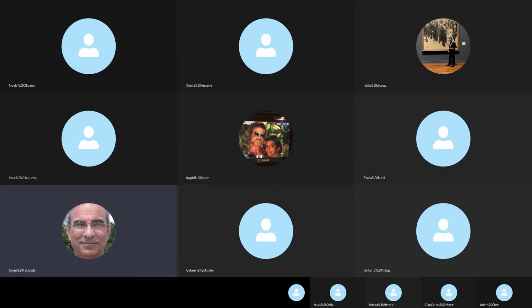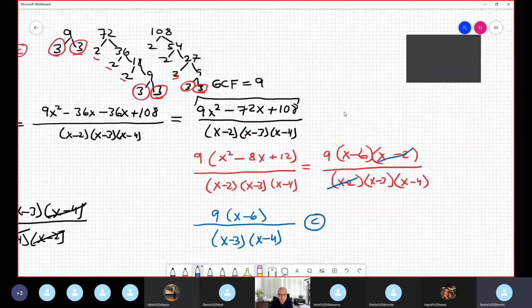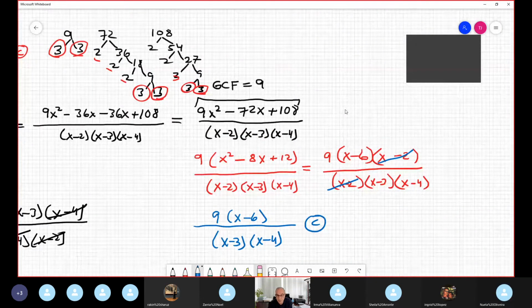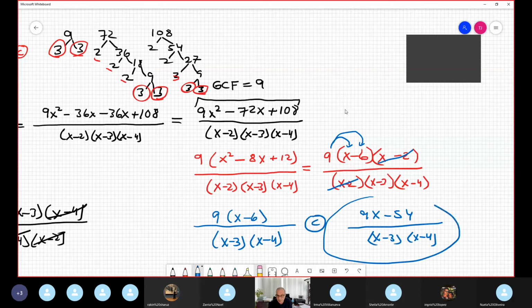Repeat again, please. What's the idea? We need to multiply the 9 by x and then by -6, or not? You can. So you propose that I distribute the property here, right? Okay, 9x minus 54 divided by x minus 3 and x minus 4. Yes, and this is equivalent. This answer is equivalent to this answer 100%.